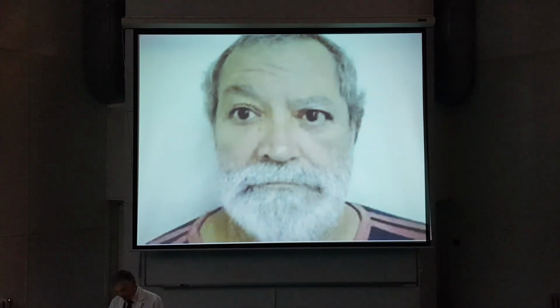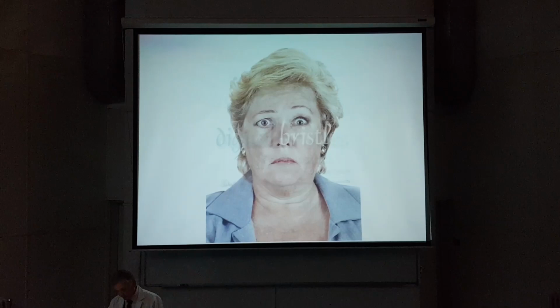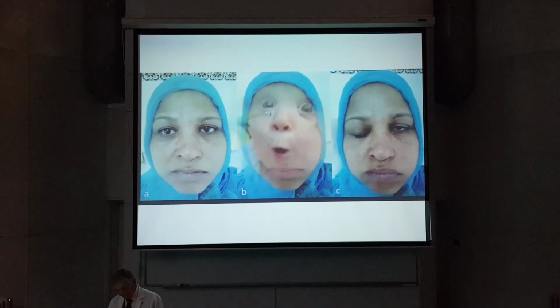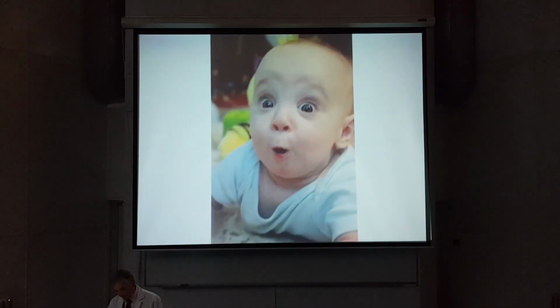If you look at this person, again, this lady and this lady, you can see that there's asymmetry of face. This baby is using his upper muscles of facial expression. He's raising eyebrows using occipitofrontalis, and his lower muscles of facial expression, he's using his orbicularis oris.